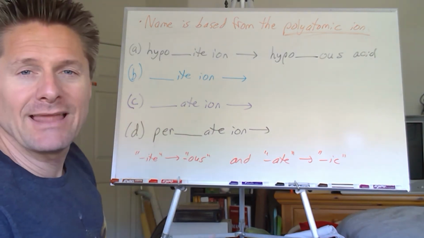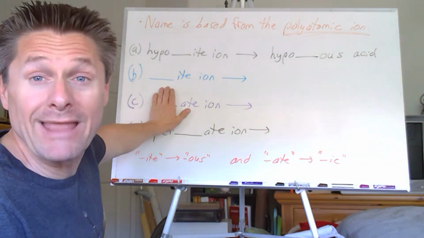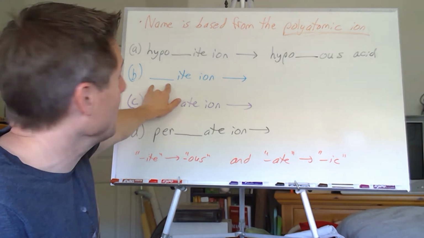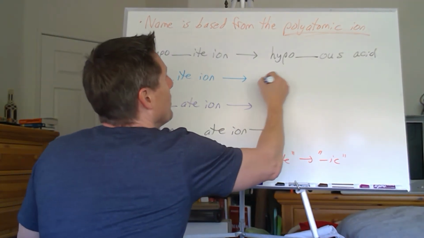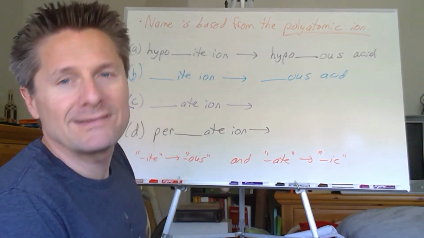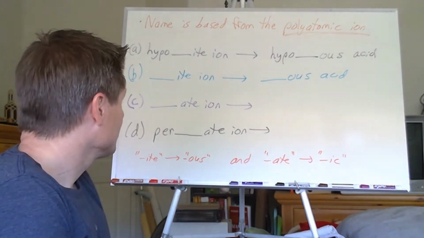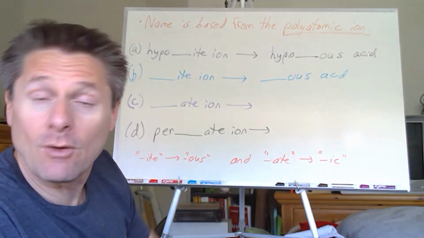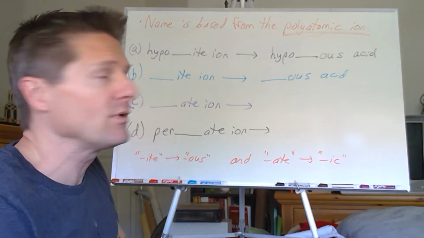So let's look at this one. If I just had a polyatomic ion like bromite, chlorite, nitrite, something like that, you just take that name from the polyatomic ion and convert the ite to ous. So this becomes blank ous acid: bromous acid, nitrous acid, sulfurous acid, right? Here, ate becomes ic. So ite goes to ous, ate goes to ic. If I make some kind of weird song out of that.